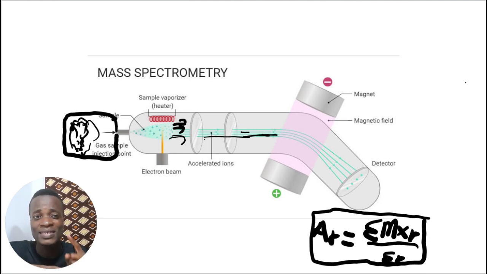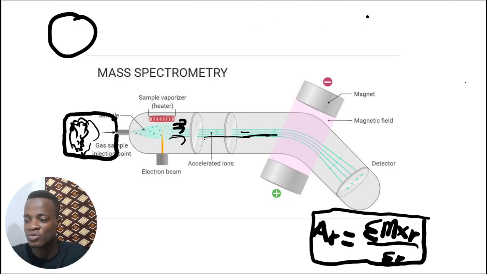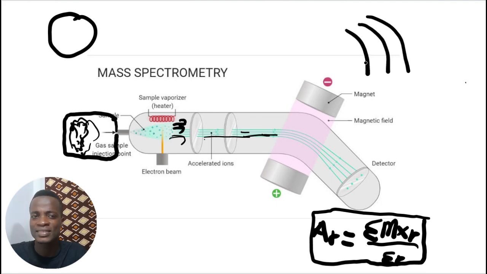Once it gets positively charged, the electric field will attract them and accelerate the positive ions into the magnetic field. And what will the magnetic field do? The magnetic field will deviate these accelerated positive ions, according to their mass to charge ratio, into a semicircular path. It's not a full circle, but a semicircular part. We deviate them onto the semicircular path, onto a detector.